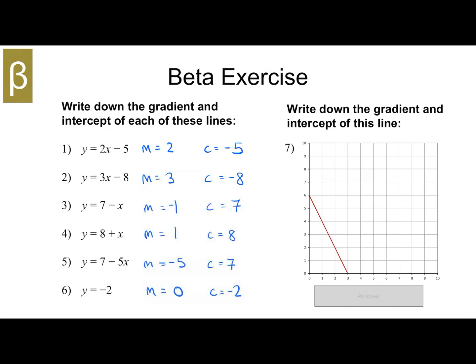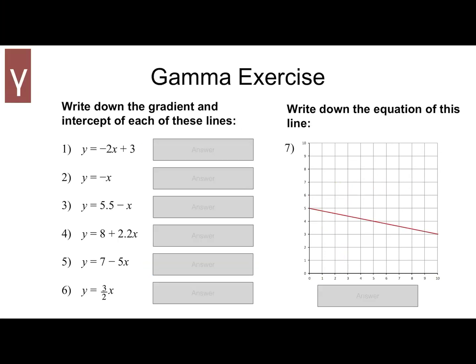Okay, here are the answers. Okay, and number 7, the gradient is -2. The y-intercept is 6, so this has equation y equals -2x plus 6. Okay, if you know the gradient, you know the y-intercept, you can find the equation of the line.